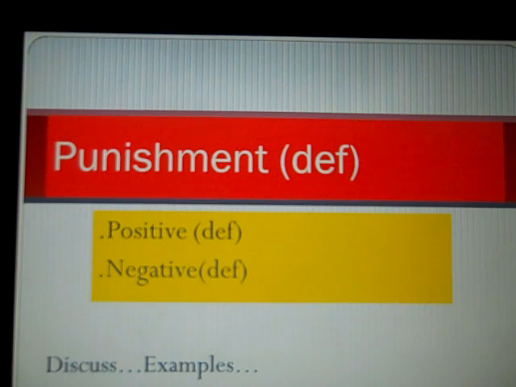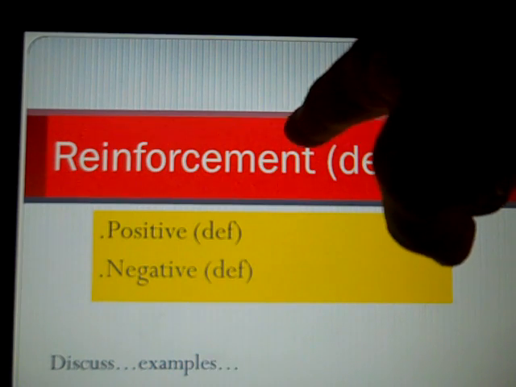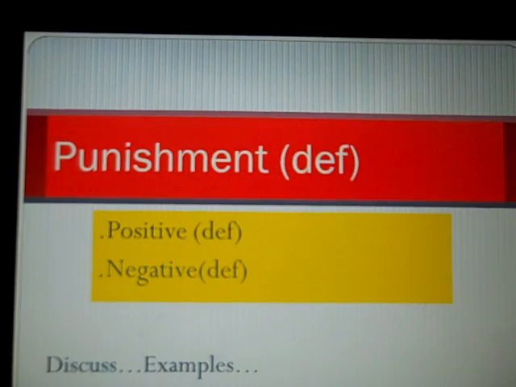With punishment, we don't want to increase, and write this down, we want to decrease the chances that a behavior will happen again. And here, positive and negative mean exactly the same thing as they did with reinforcement. Positive simply means that we are giving or administering something. Negative simply means that we are removing or taking something away. So positive doesn't necessarily mean good, and negative doesn't necessarily mean bad here.